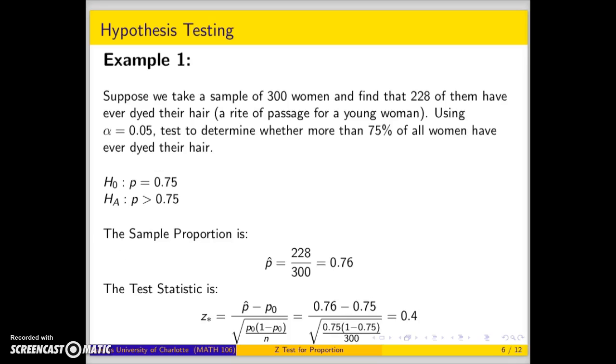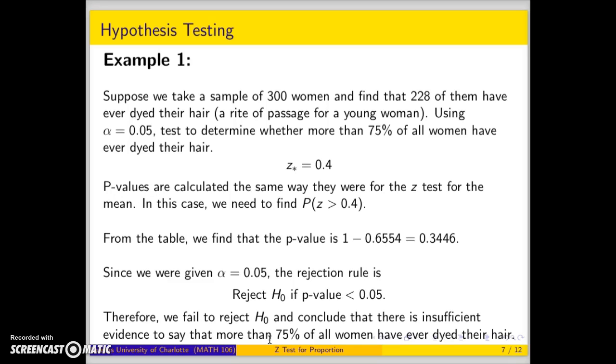The sample proportion is p hat equals 228 over 300, so that equals 0.76. And if you plug all the given values into the formula, the sample proportion, then our hypothesized value, which is 0.75, and our sample size down here is 300, the test statistic is 0.4. So the p-values are calculated the same way as the z-test for the mean, and the probability that z is greater than 0.4 is 0.3446.